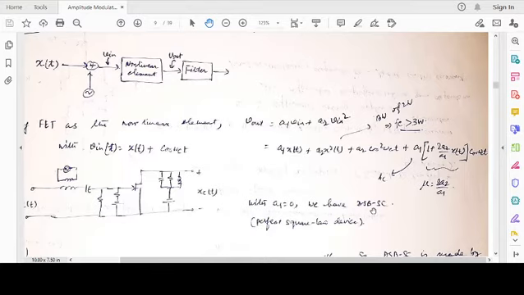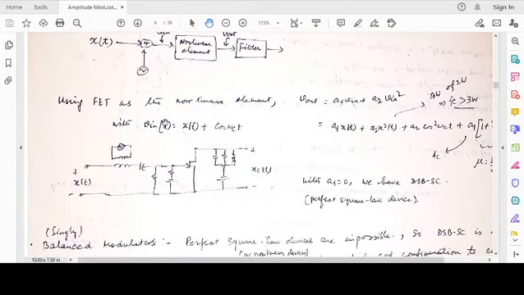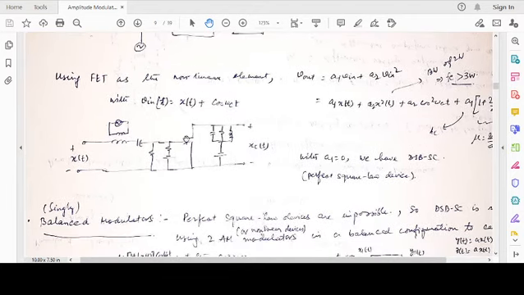Carrier is suppressed in the output. So this nonlinear element can be realized using FET with V in t as xt plus cosine omega ct. For example, it can be realized using a diode, or it can be realized using FET. So you have, through a transformer, the coupled signal of the local oscillator.